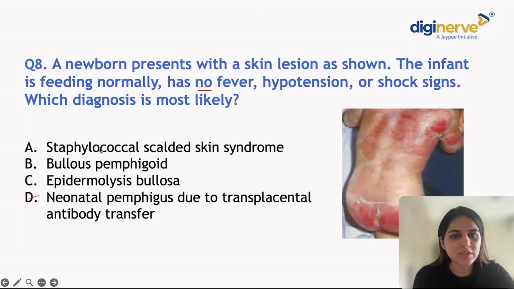Why? Because in staphylococcal scalded skin syndrome and epidermolysis bullosa, the child presents with systemic features like fever, hypotension, shock like symptoms. Neonatal pemphigus due to maternal transfer of antibody is a very transient condition that happens in neonates, and with age it gets better. So the answer here would be D.